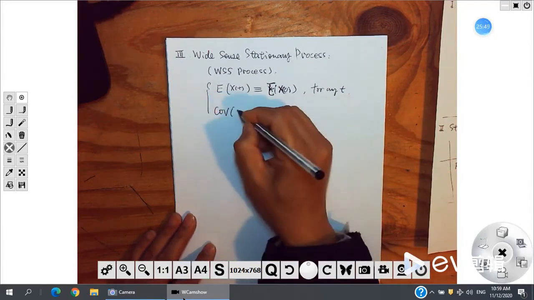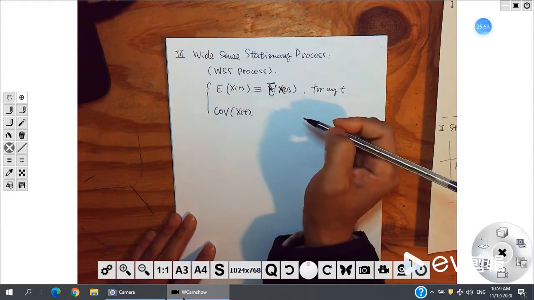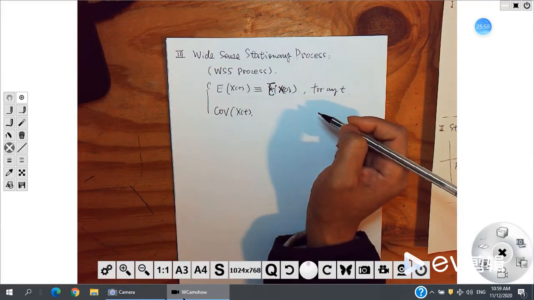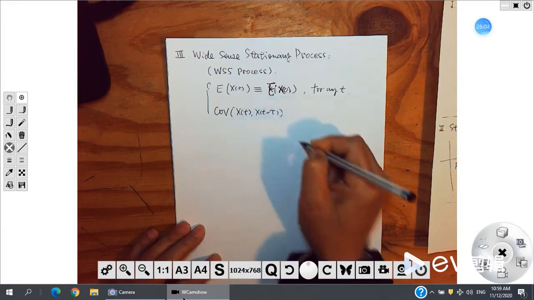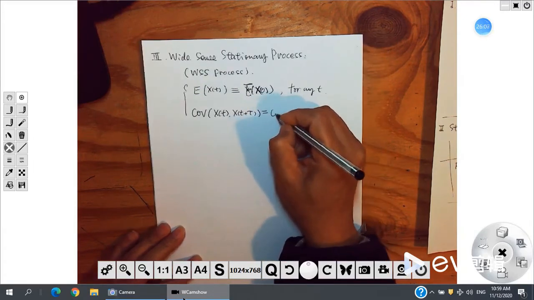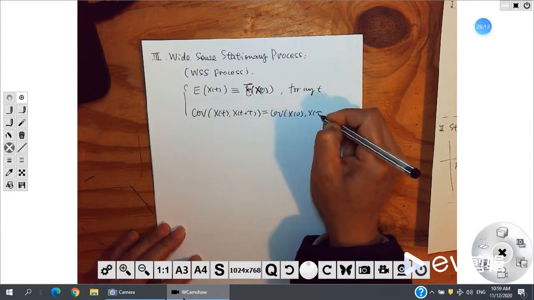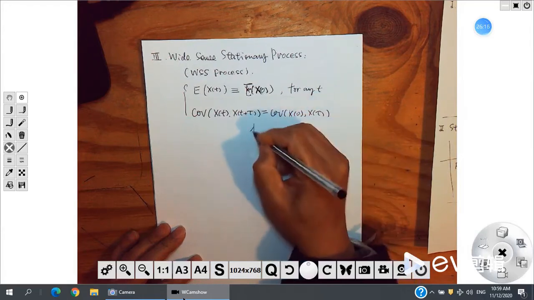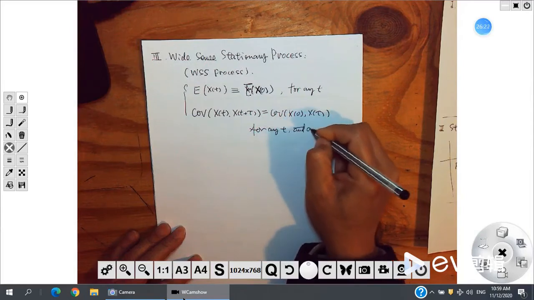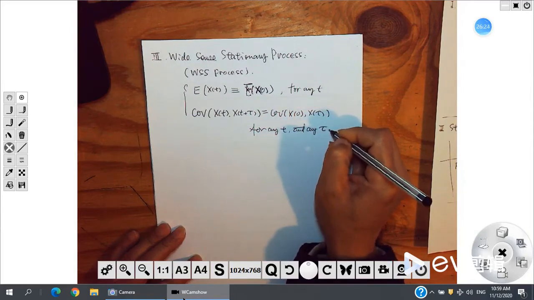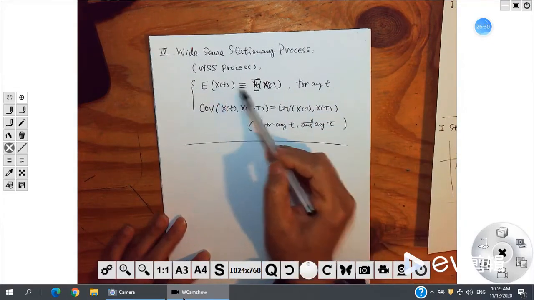The second one is the covariance. I want the covariance of Xt and X(t plus tau) to be equal to the covariance of X0 and X(0 plus tau). That's for any t and any tau. Any t and any tau. Okay, so this is also a kind of stationary.